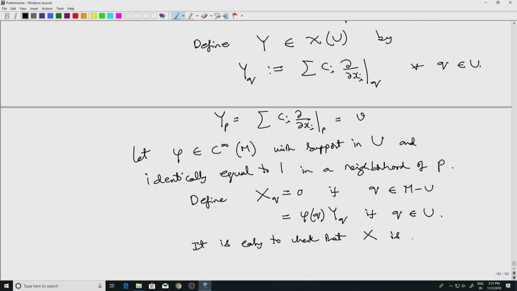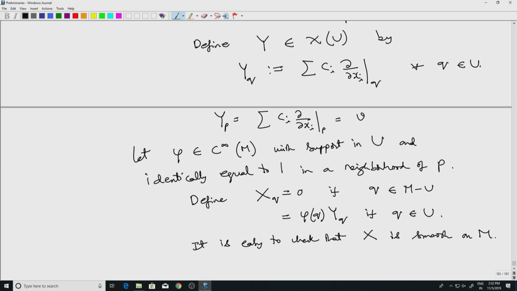X is smooth on M with this definition. It's certainly smooth on U, and it's smooth on M minus U closure. The only issue, as usual, is in the boundary of U. And so there it continues to be 0, and in fact it will be 0 in a neighborhood of the boundary, and one can argue that it's smooth everywhere. It's easy to check that X is smooth on M. So this standard way of extension will work here.